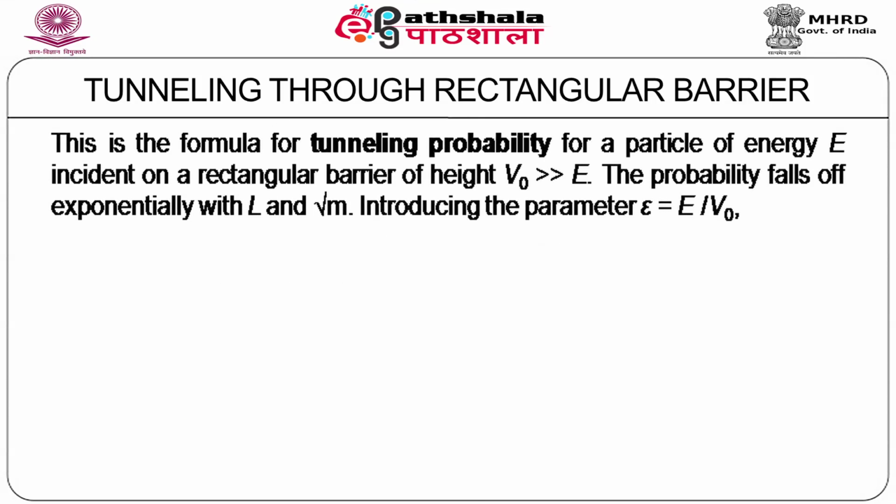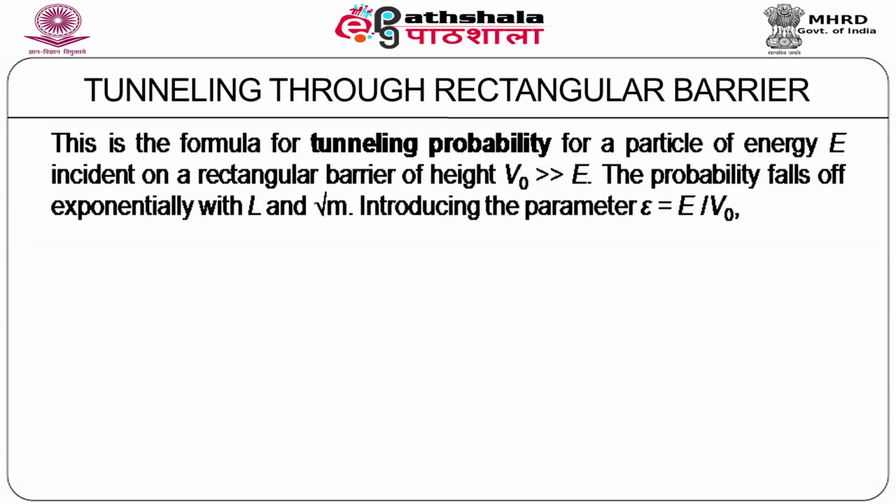Now, this is the formula for tunneling probability for a particle of energy E incident on a rectangular barrier of height V0 very much larger than E. The probability falls off exponentially with L and root m.